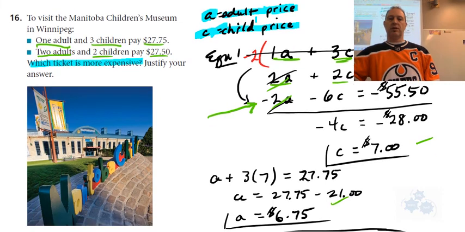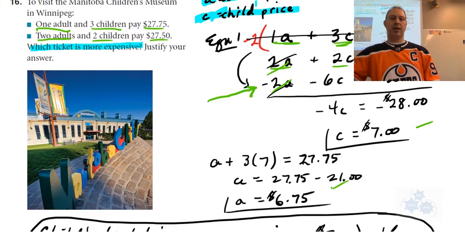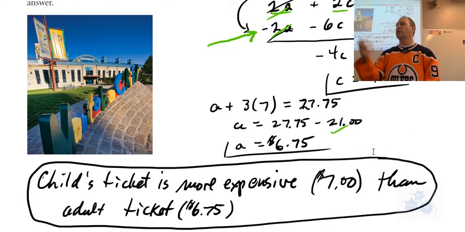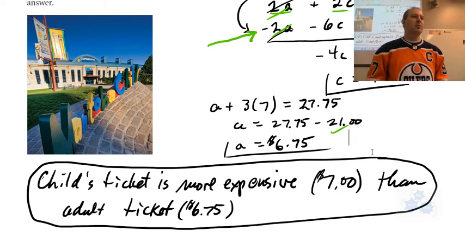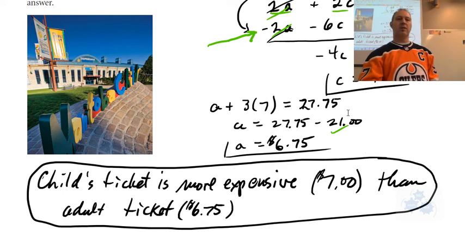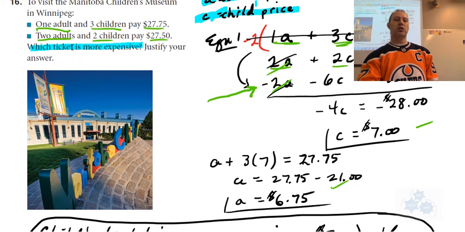So it's a bit strange that adults are worth less than children, but I guess this might be a children's museum, so I guess it's for children. So of course you'd finish off with a word sentence of some sort, including the values and the answer to the question. So if you just said children's ticket $7, adults ticket $6.75, you'd have to look back to that question, because it says which ticket is more expensive. So you have to clearly state the answer to the stated question.